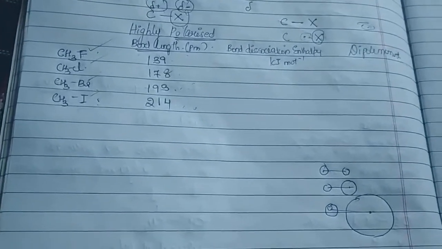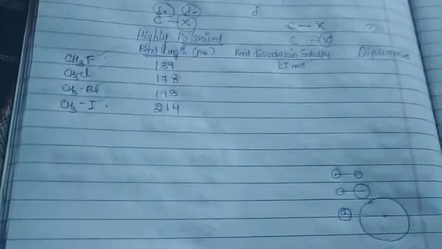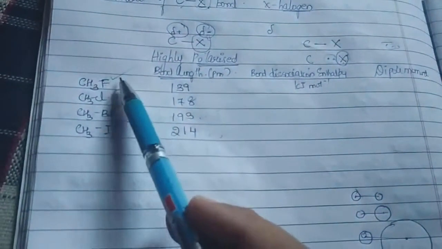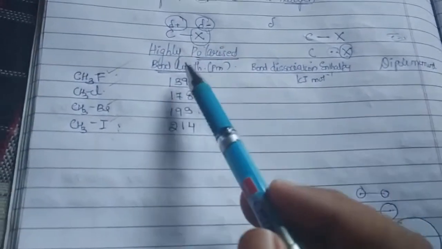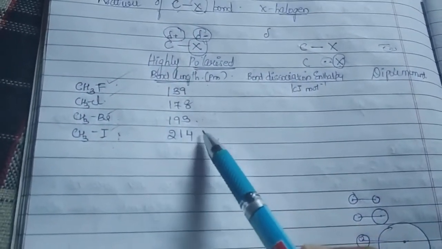So it is dependent on what factor? Upon the atomic size of your halogens. As the atomic size of your halogens is increasing, what is happening to your bond length? It is going on increasing.